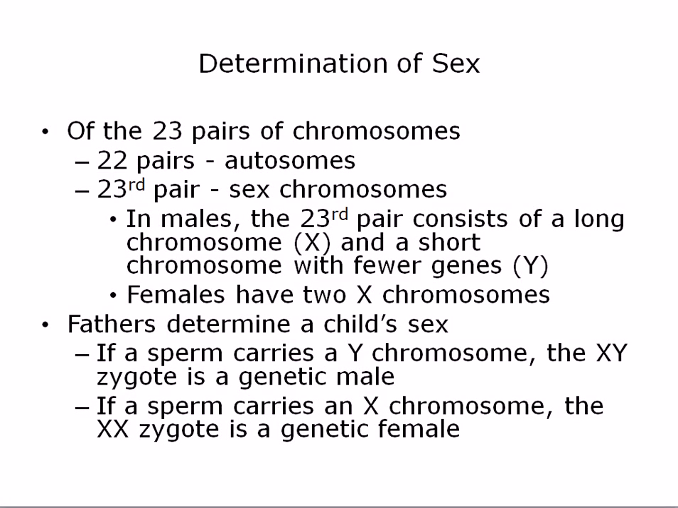Sex is determined by the 23rd pair of chromosomes. Males have an X and a Y, whereas females have 2 X chromosomes. The father determines the sex of the child. If a sperm carries a Y chromosome, the XY zygote is a genetic male. If the sperm carries an X chromosome, the zygote is a genetic female.